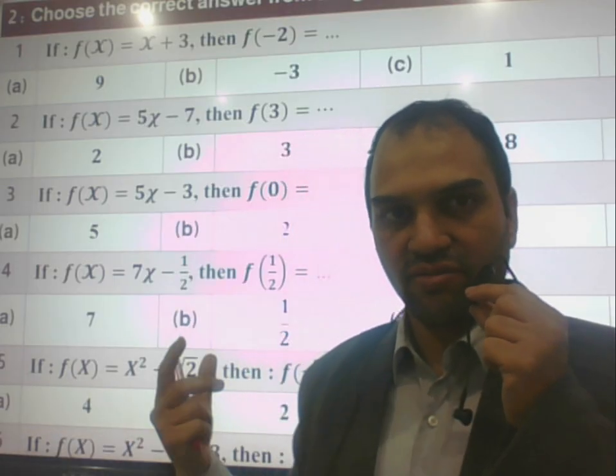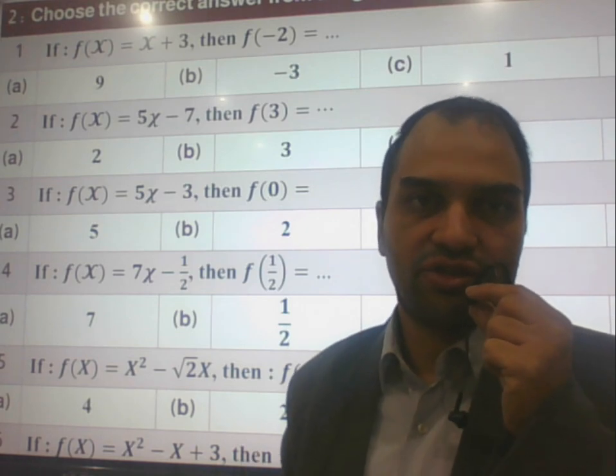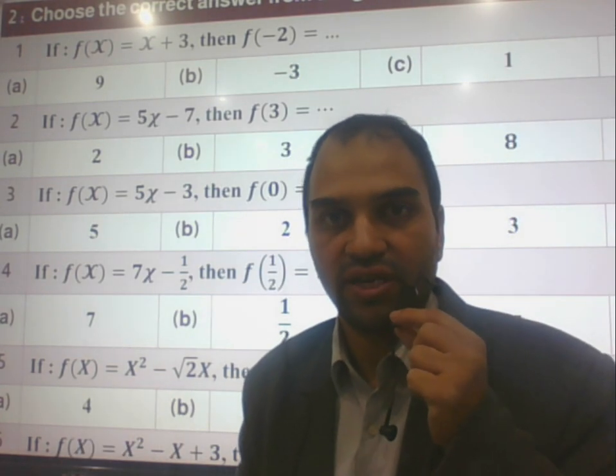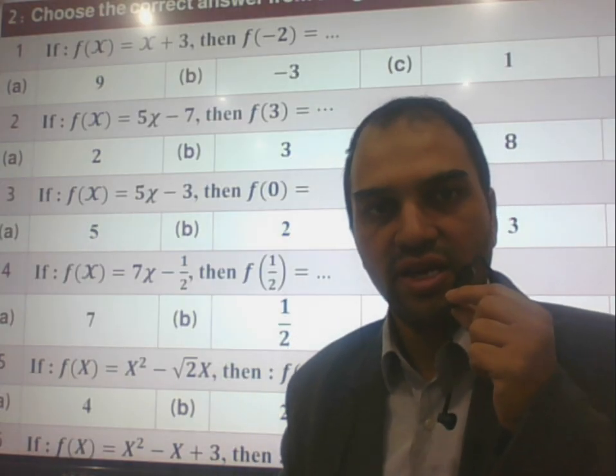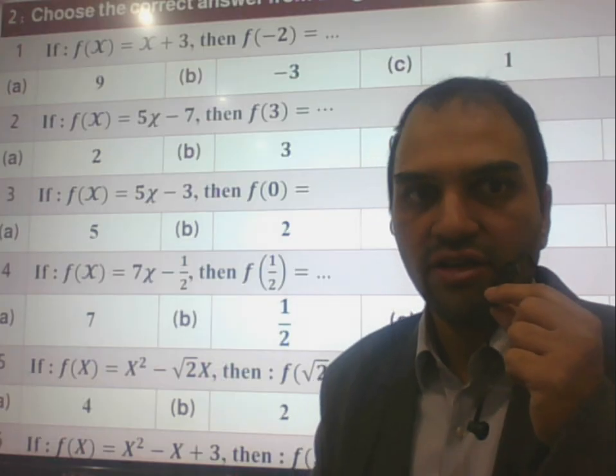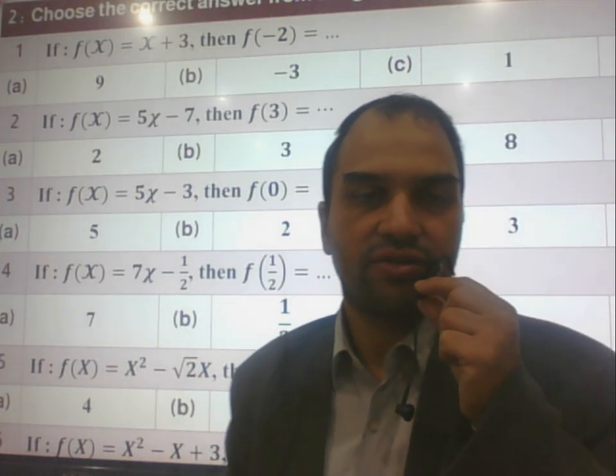And we studied before domain and codomain and the range also. If we have a relation between x to y, x we call the domain, and y we call the codomain, and the image in y we call what? We call it the range. So in this example, multiple choice questions about the function.